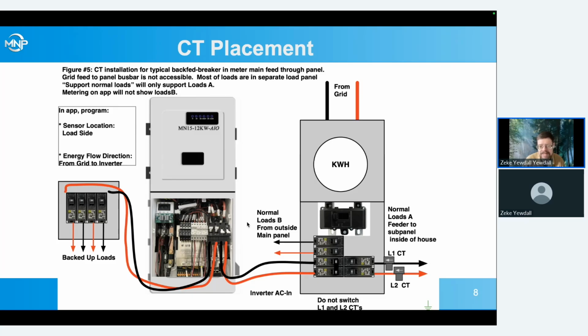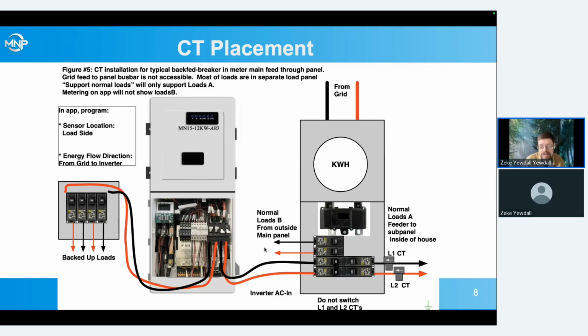We still are blind to other loads plugged into this outdoor panel here, but we can measure the majority of the loads here. And in this case, we set our sensor location to load side and our energy flow direction from grid to inverter, which is really not an accurate description of how the arrows are pointing. They're pointing from load to grid, but that's how you program it to make this work. And that's a way of dealing with an all-in-one service, which is really just feeding a feed through to most of the loads.